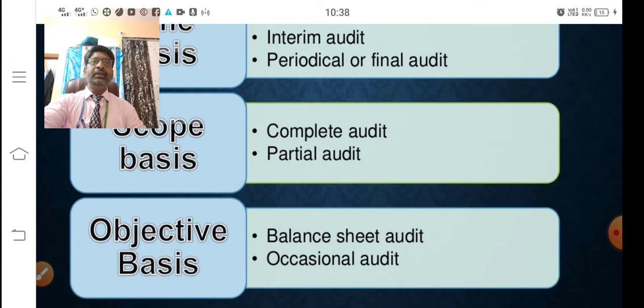And the next audit is called occasional audit. An occasional audit is an audit which is conducted once in a while, whenever the need arises. In other words, it is a kind of audit which is not conducted on a regular basis, but is conducted for a special event, time or purpose.